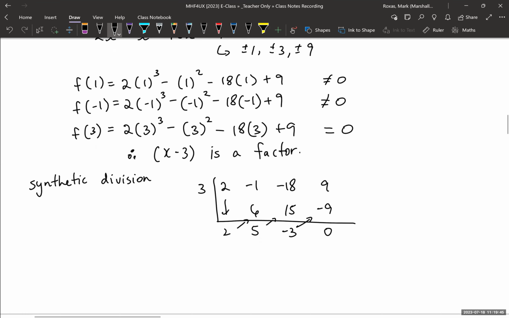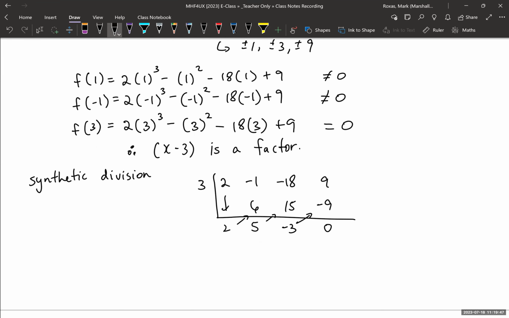Okay, so we have now 2, 5, and -3 as the coefficients for the quotient, which is going to be a quadratic. Right? So my equation now becomes 0 equals x minus 3 times 2x squared plus 5x minus 3. And all I did was put a 0 on the left side, but the whole polynomial on the right side is now the factored form. It's not fully factored just yet. I have a quadratic that can be further factored.